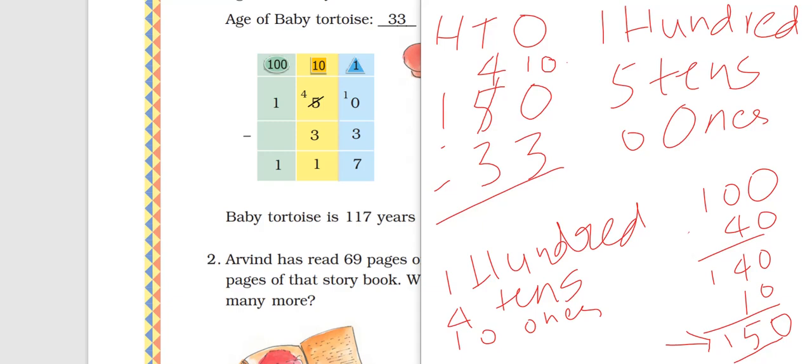100, 5 tens and 0 ones is 150. After the regrouping, we still did not change the value of that number. We are still having 150. We only regrouped in order to help our subtraction. So now we can subtract. 10 minus 3 is 7, 4 minus 3 is 1, 1 minus 0 is 1. So we still get 117, and by regrouping we did not change the value of the number.